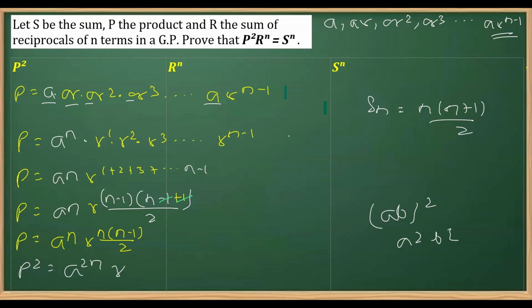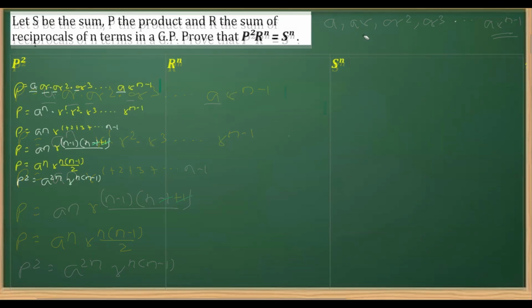If I find the square of r raised to the power n into n minus 1 over 2, we have to place a square over it. This 2 will interact with this 2 and get cancelled. These are powers only, so 2 and half get cancelled. So this is going to be r raised to the power n into n minus 1. Now we got P square.